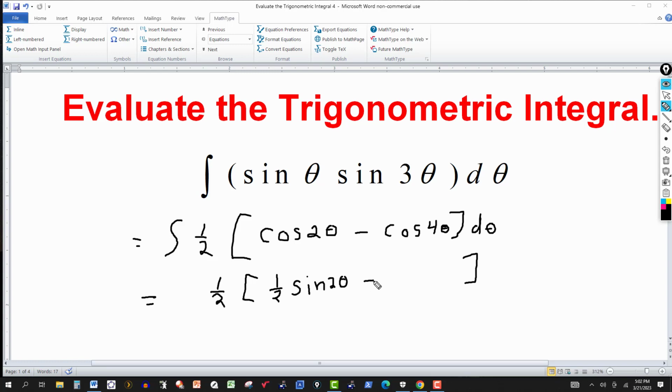And I get minus the integral of cosine, again, is sine at whatever angle you're dealing with. In this case, 4 theta. And again, same thing here. Because it's 4 theta, if we let u equal 4 theta, then this coefficient here would be 1/4. And we have the constant of integration.